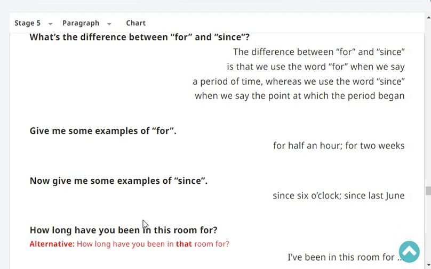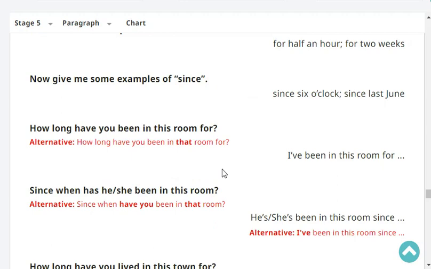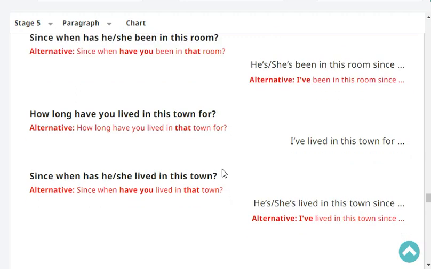Very good. How long have you been in that room for? I've been in this room for 30 minutes. Very good. Since when have you been in that room? I've been in this room since 30 minutes ago. Very good.